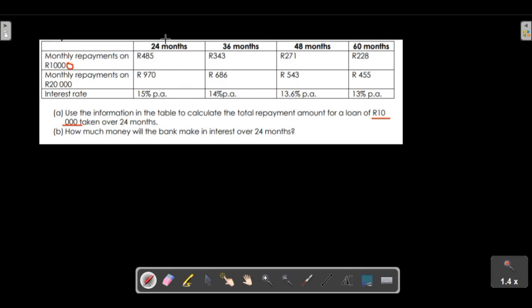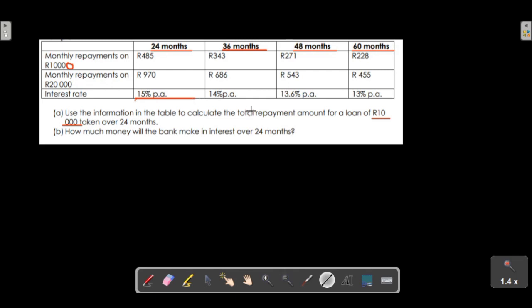So I guess these are different loan periods. This you pay over 36 months, this you pay over 48 months, this you pay over 60 months, and of course there are different monthly repayments. But also look at the bottom as well. Okay, we have interest rates here.